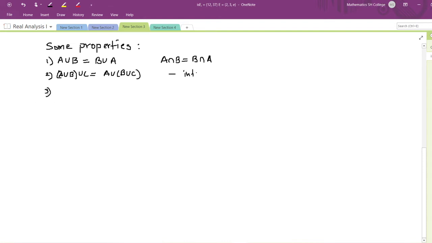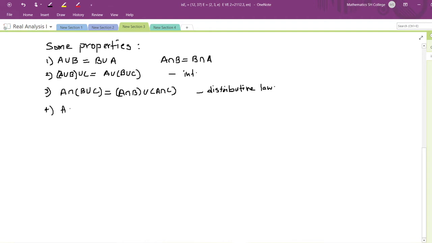Then the third one is the distributive law, that is A intersection (B union C) is equal to (A intersection B) union (A intersection C). This is called the distributive law. So try to prove all these laws, the distributive law.